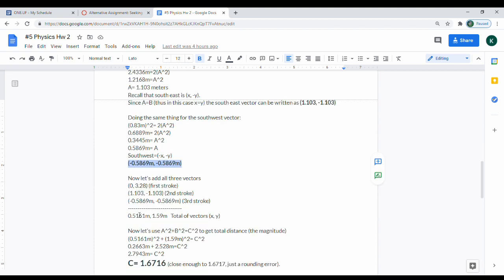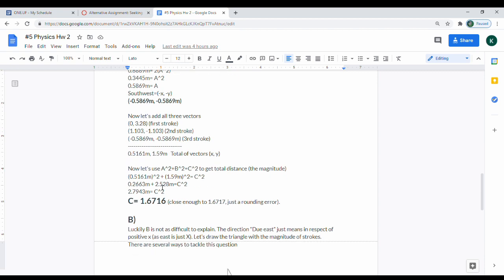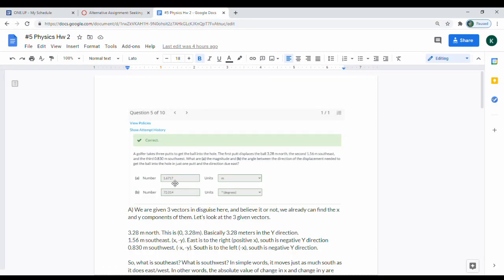So now we can add all 3 vectors. Very simple. Just add the numbers up on the x and add all the y's. So this is the total, but this is just the x and y we want. So now we have to use the Pythagorean theorem again. But this time we know what a is and we know what b is. And if we go through the work to find what c is, we will get this, which is the correct answer. 1.617, 1.616, very similar.